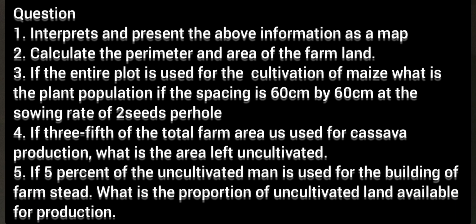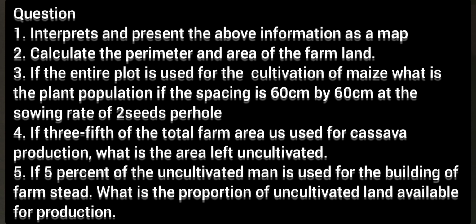Now, the first question is, interpret and present the above as a map. The second question, calculate the perimeter and the area of the farmland. The third question is, if the entire plot is used for the cultivation of maize, what is the plant population if the spacing is 60 centimeter by 60 centimeter at the sowing rate of 2 seed per hole?